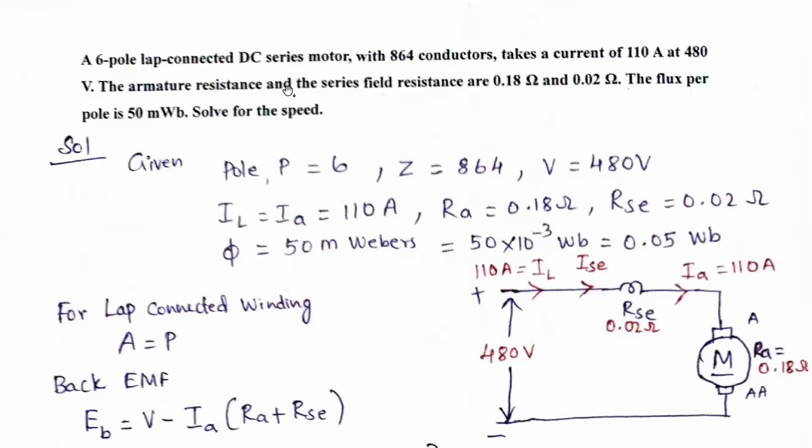See, previously we have seen the DC generators. In DC generators, EMF is generated here. But in DC motors, it is back EMF.